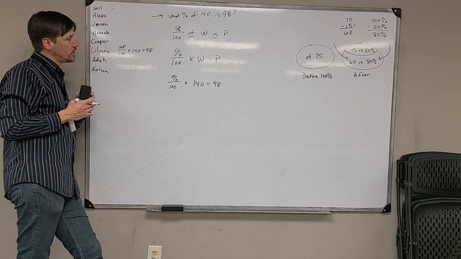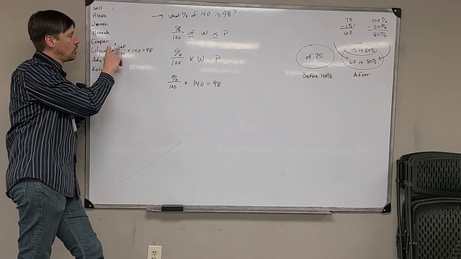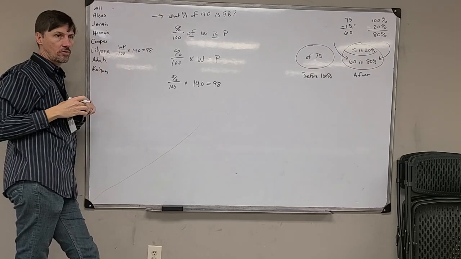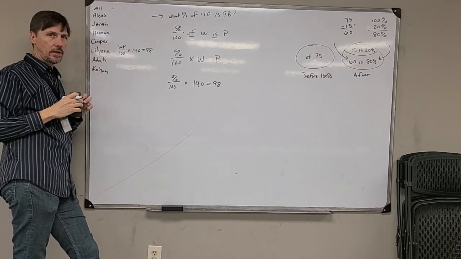The steps are kind of the same. I want you guys to see this. What is WP over 100 times 140? Is there another way I could rewrite that?